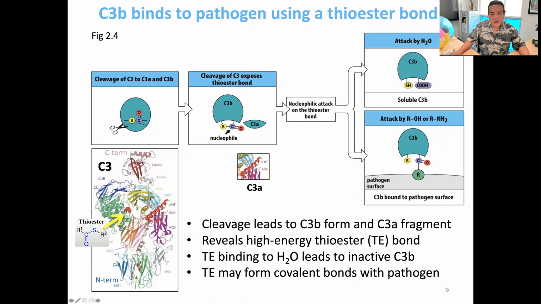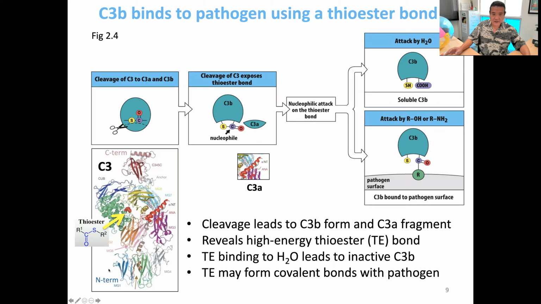Well, hopefully you remember that an ester bond is where you have a carbon with a double bond to the oxygen, and then the carbon is attached to two other potential R groups. So a thioester is an ester bond that involves a sulfur group. That's the thio part of it. So here we have a more realistic view of what this complement C3 protein would look like. Those of you who have taken Bio 275, hopefully this type of image is more familiar to you. Those of you who have not might be freaking out right now, but there's nothing to freak out about.